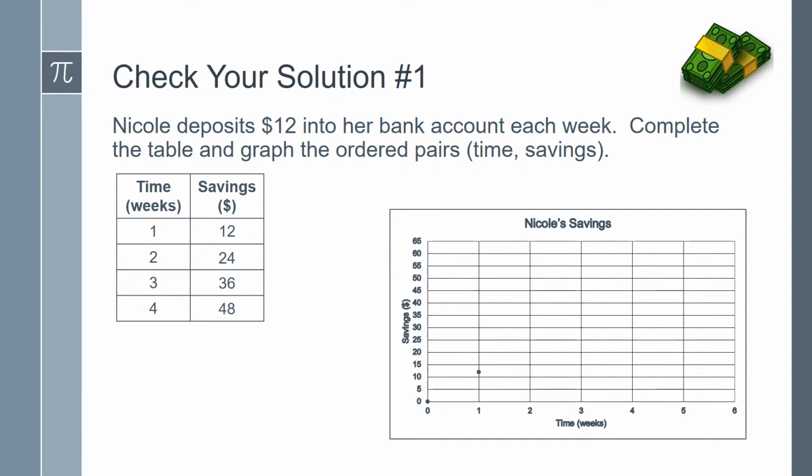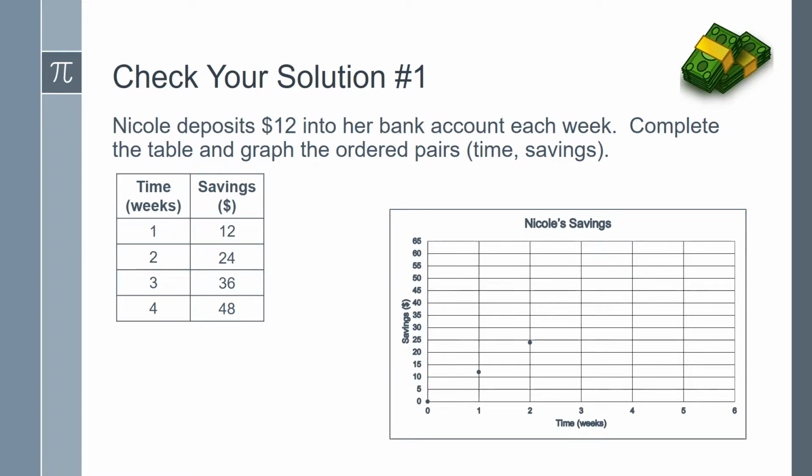Now we look at the next point, 2 weeks and $24. We slide over to 2 weeks on the x-axis, and $24 is very close to the $25 mark on the y-axis, and we find their intersection and we plot the point.